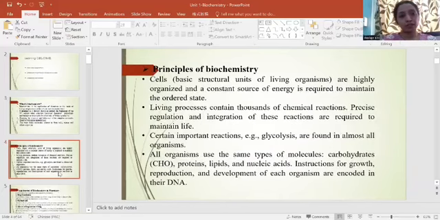Next is the principles of biochemistry. Cells are highly organized and a constant source of energy is required to maintain the ordered state. Living processes contain thousands of chemical reactions. Precise regulation and integration of these reactions are required to maintain life. Very important reactions like glycolysis are found in almost all organisms. All organisms use the same types of molecules: carbohydrates, proteins, lipids, and nucleic acids. Instructions for the growth, reproduction, and development of each organism are encoded in their DNA.